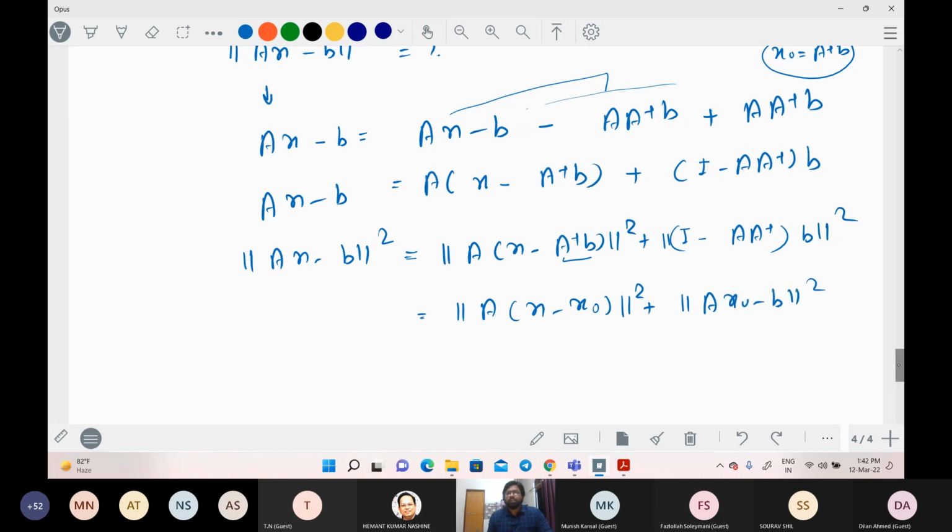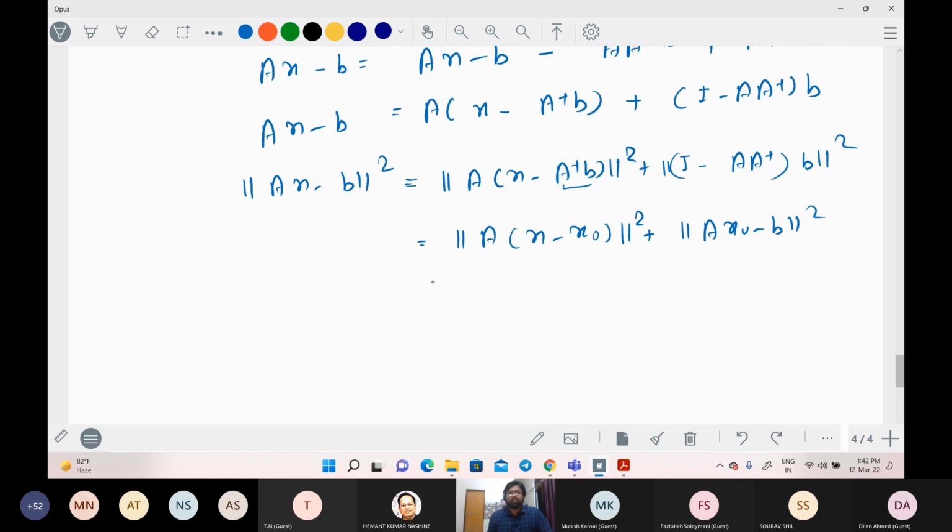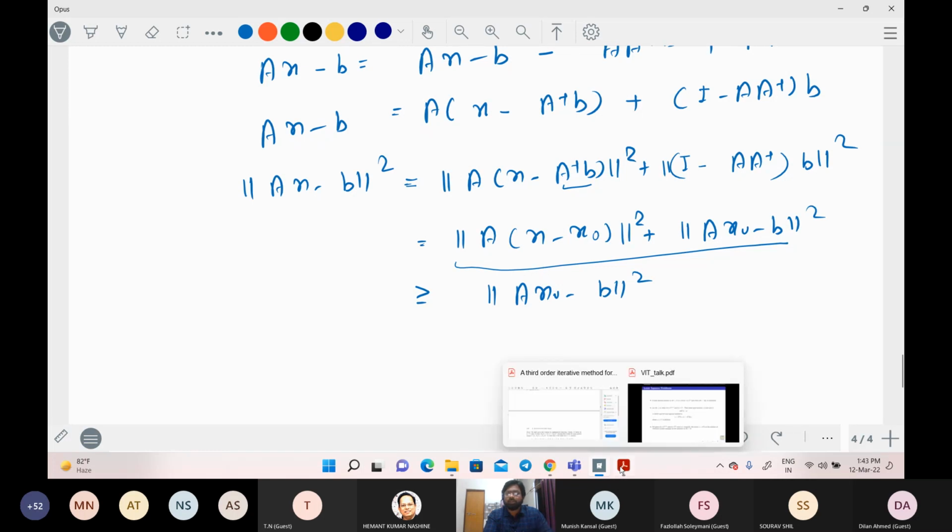You understand? So with this, norm of Ax minus b whole square is equal to the sum of these two terms. Both are positive, so what inequality will we get? We get that it is greater than or equal to norm of Ax0 minus b. So what we have just proved is that the Moore-Penrose inverse solution gives the least square solution. That's what we have just proved.